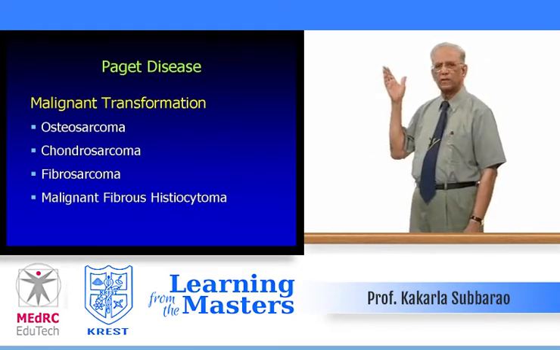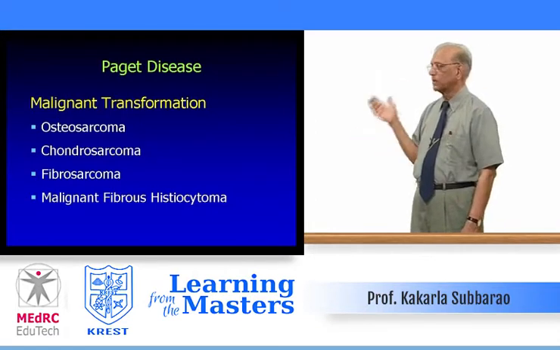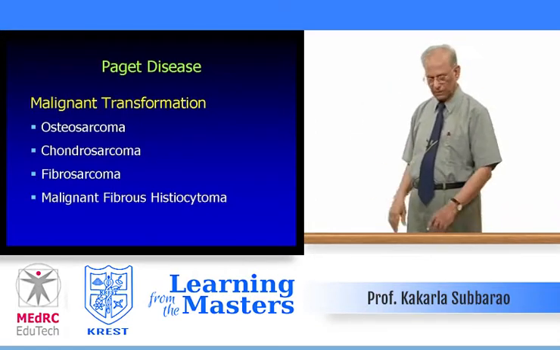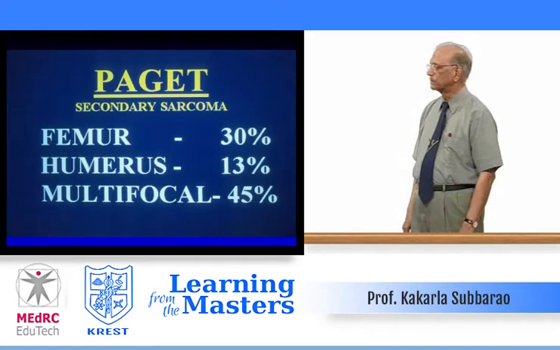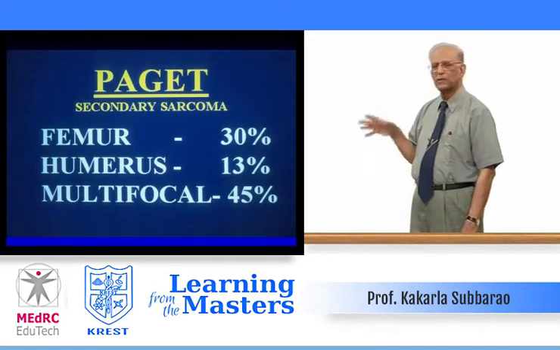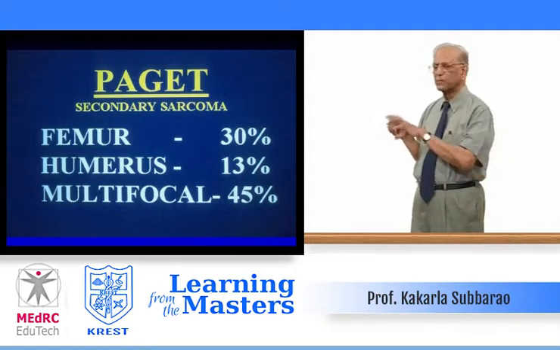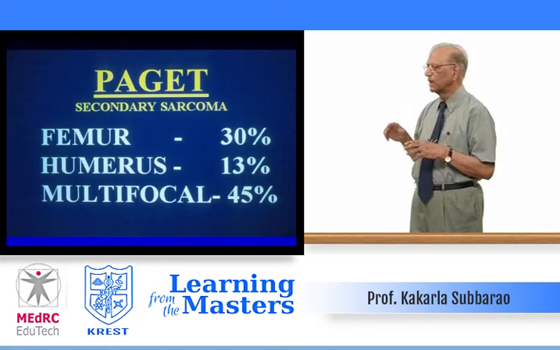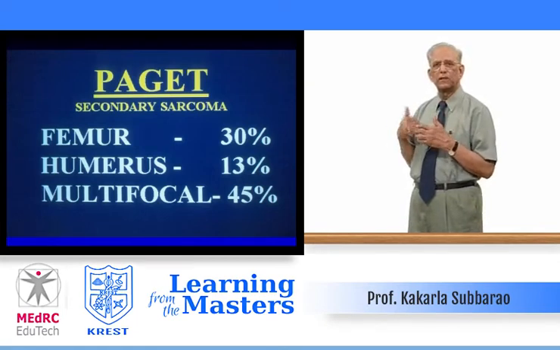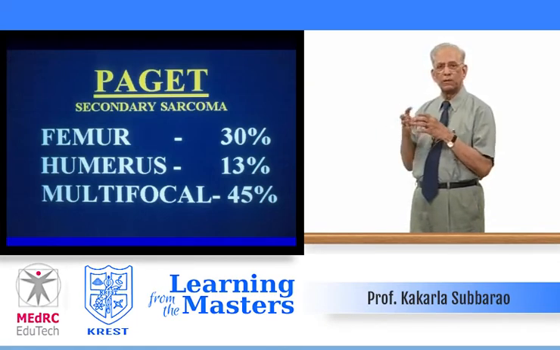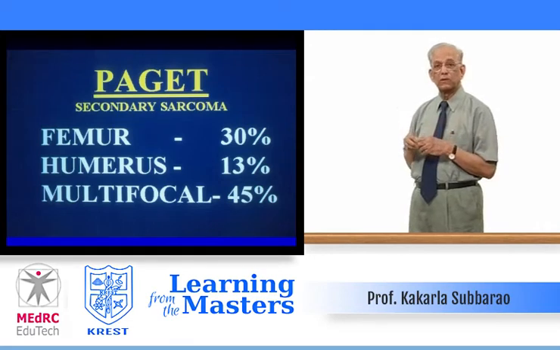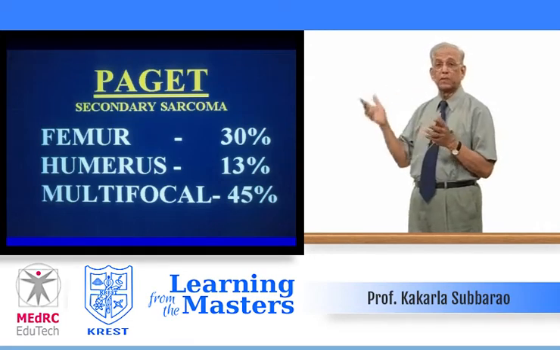Malignant transformation, I have already told you: either osteosarcoma, chondrosarcoma, fibrosarcoma, or malignant fibrous histiocytoma. These secondary sarcomas occur 30% of the time in the femur and 13% of the time in the humerus, and at times may be multifocal, particularly in the vertebrae and pelvis, where many bones are involved. About 45% of the time it may involve.